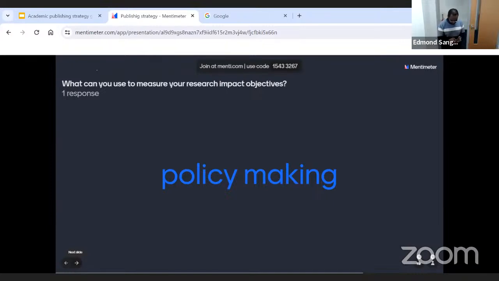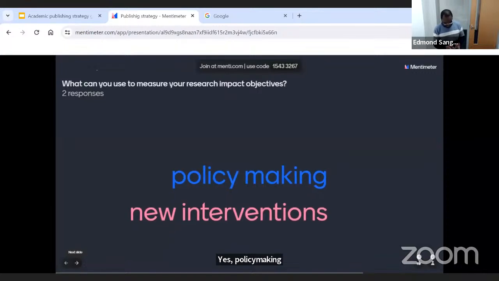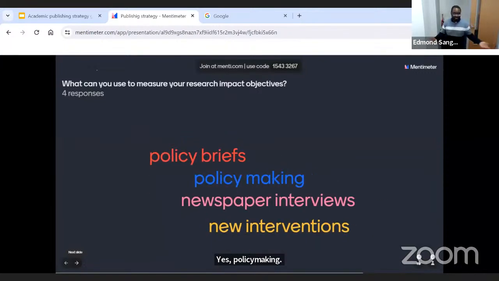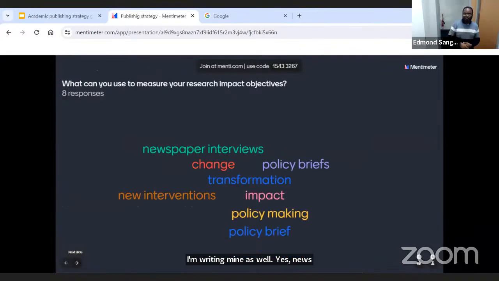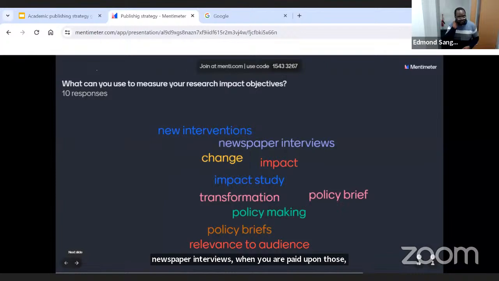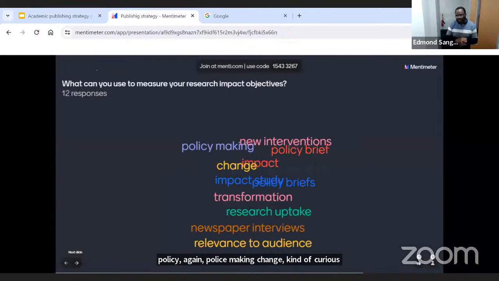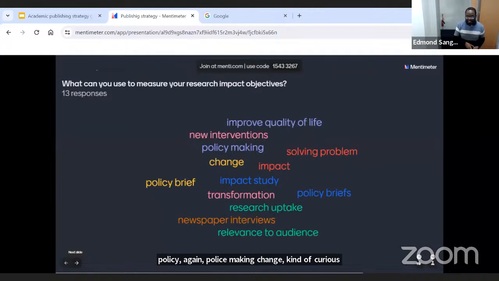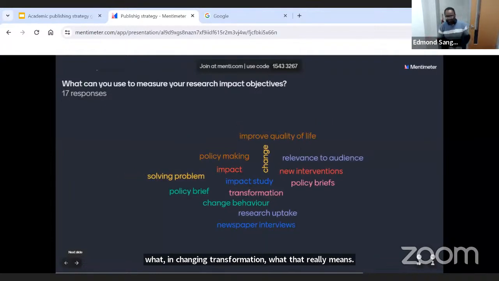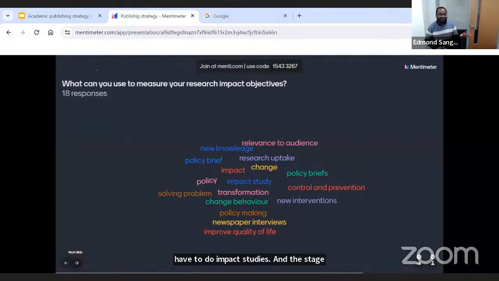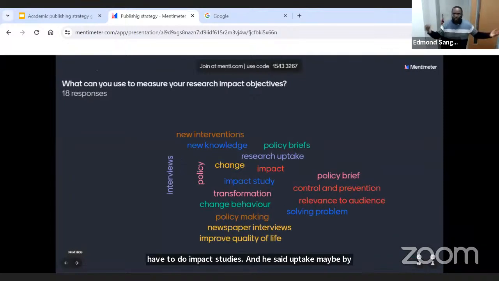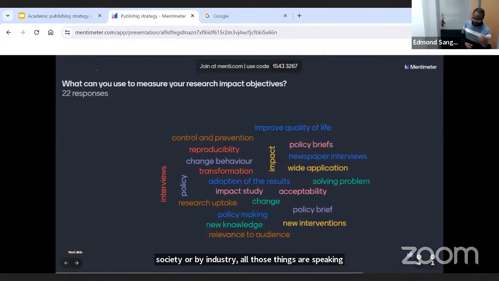Yes, policy making. Yes, news interviews, newspaper interviews. When you appear on those policy briefs again, policy making, change, kind of curious what change and transformation really means. Impact studies, those are specific, I think in health, they have to do impact studies. Research uptake, maybe by society or by industry, all those things are speaking about relevance to audience, maybe you mean to society, right?